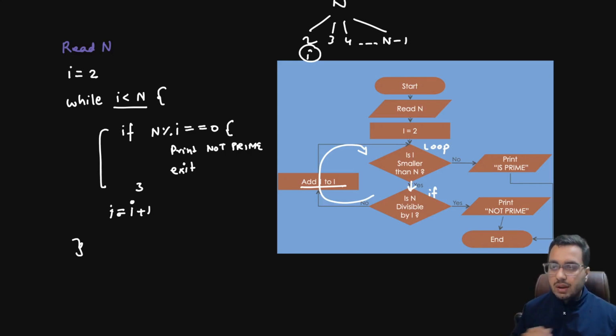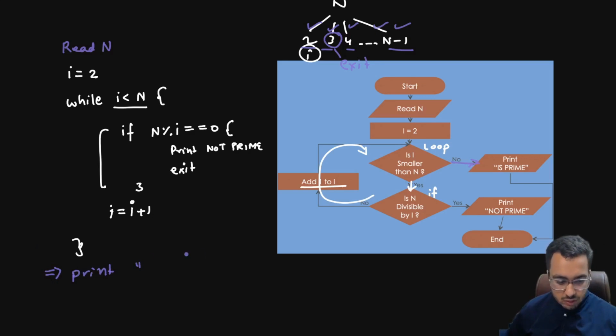Now if you come out of this while loop, that means you could not find a divisor in the range 2 to n minus 1. If suppose you get 3 as a divisor of n, you would simply hit the exit. But if you are coming out of the loop, that means you have scanned all numbers till n minus 1 and you could not hit exit. That is why you are coming to this line. So here you can say print this is a prime number, and now you can hit exit. Your program is complete.